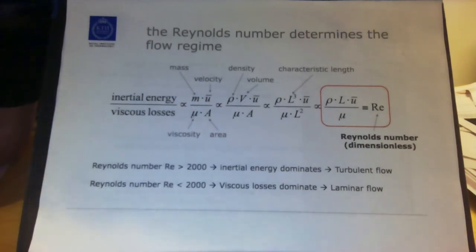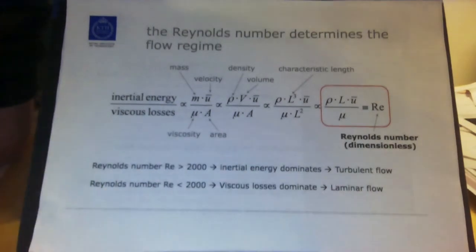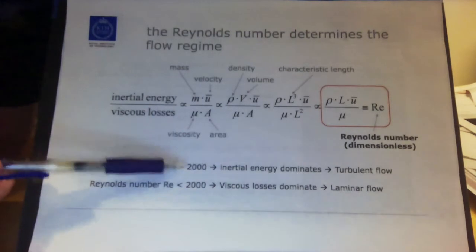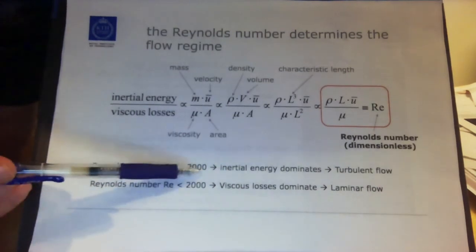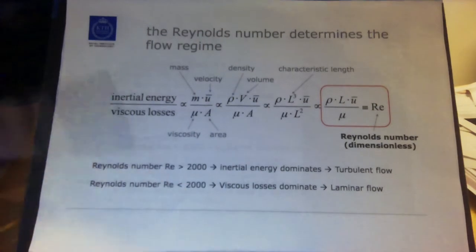And now there's something called a transitional Reynolds number, Re_T, and that's typically around 2000. It's not a fixed number, but typically people say a flow where the Reynolds number is above 2000 we'll call turbulent flow. A flow below 2000 we'll call laminar flow. That's not written in stone.